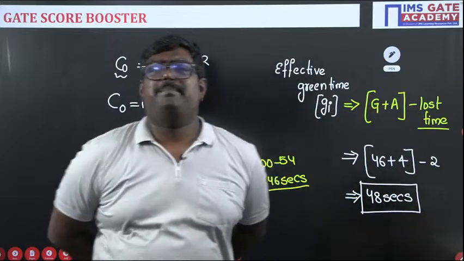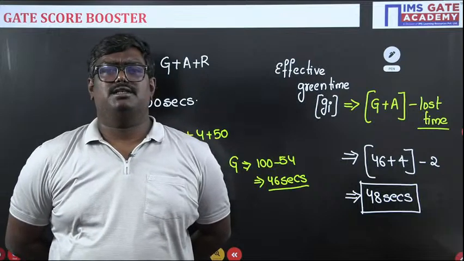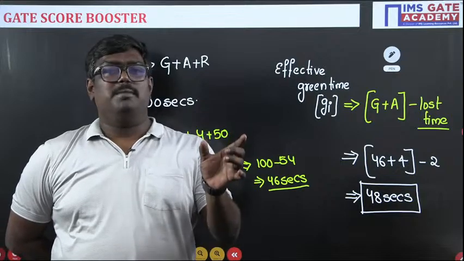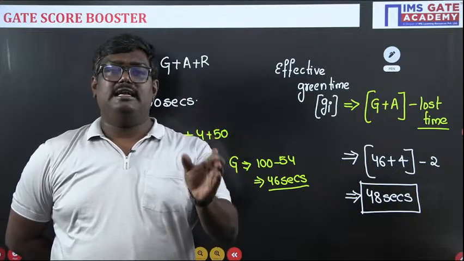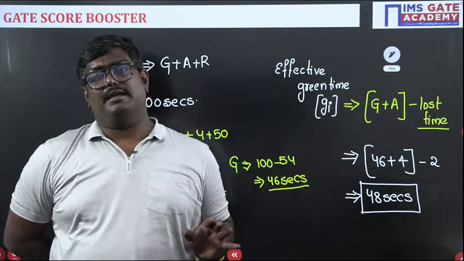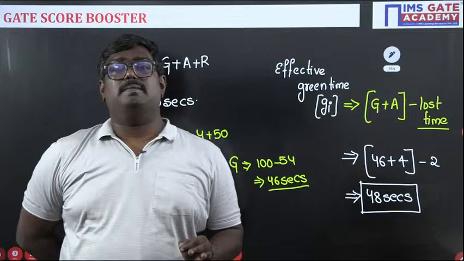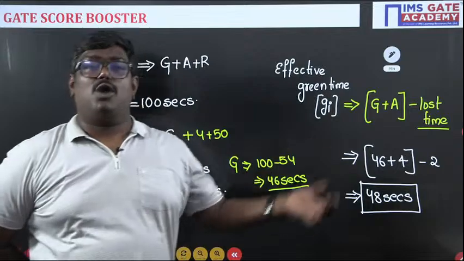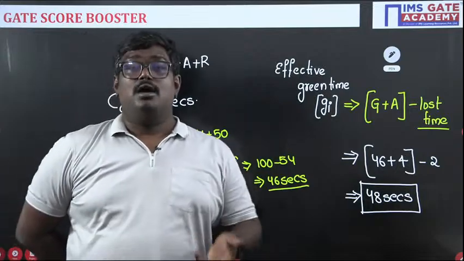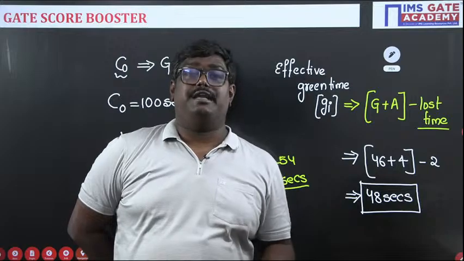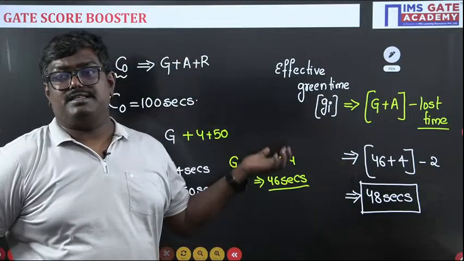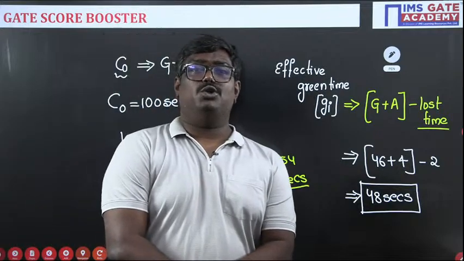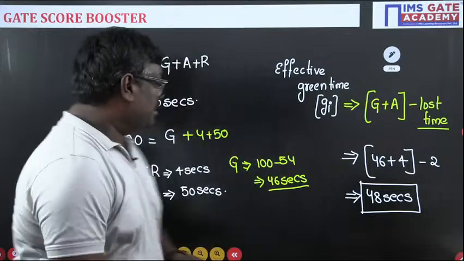So what are the key points in this problem, my dear students? The key pointers for this problem are simple. Optimum cycle time can be taken as green time plus amber time plus red time. Effective green time is nothing but green time plus amber time minus lost time. What is lost time? It is a summation of the startup lost time and all red time. If you solve this problem with these things, definitely you will get an answer of 48 seconds. I hope this solution is clear for you. Thank you.